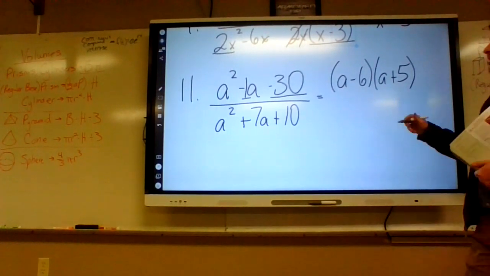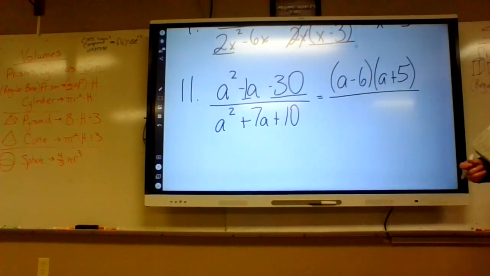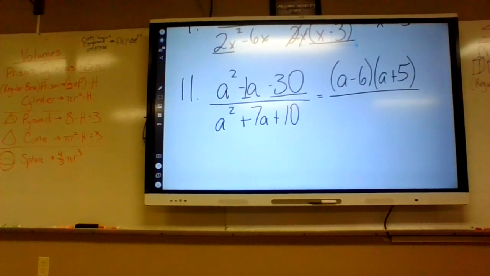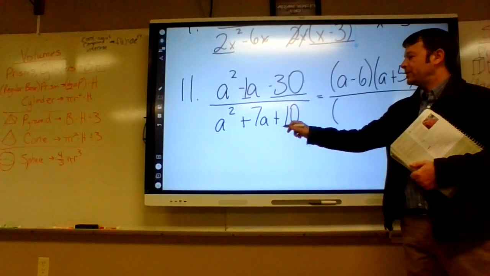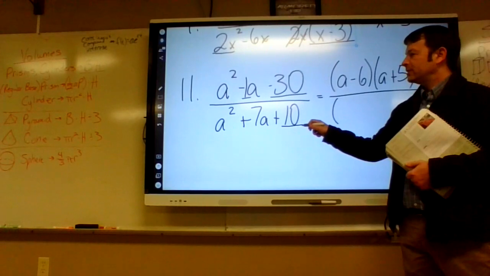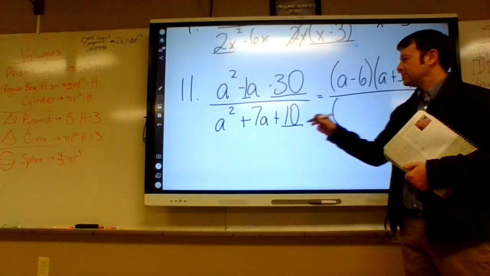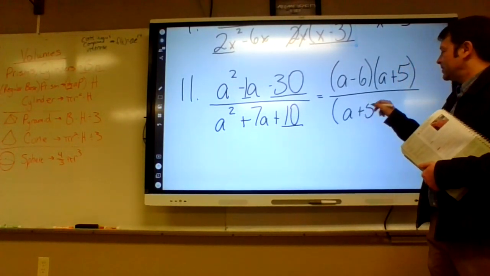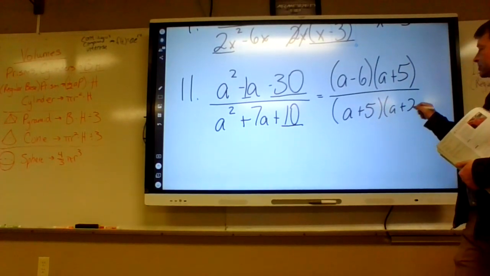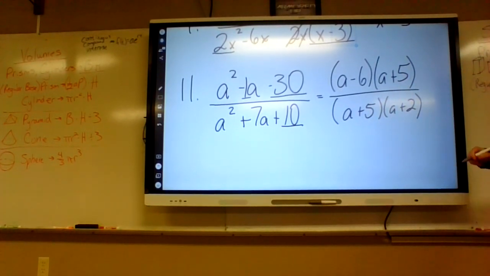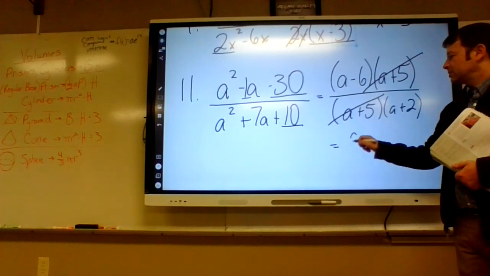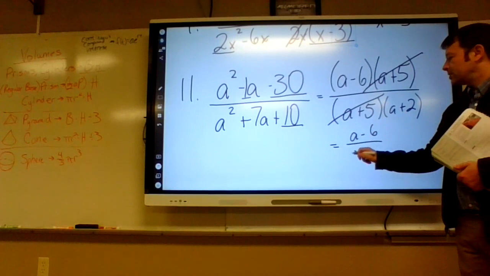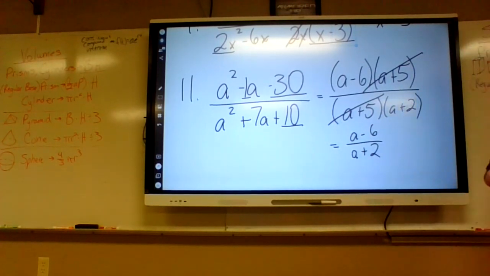Okay, same question on the bottom. It's another 3-term. So what multiplies into 10 that adds up to 7? What multiplies into 10? 5 and 2. Do those add up to 7? Yes. So a plus 5, a plus 2. What cancels out? A plus 5. Anything else? No, it's not a trick question. So it's just a minus 6 over a plus 2.